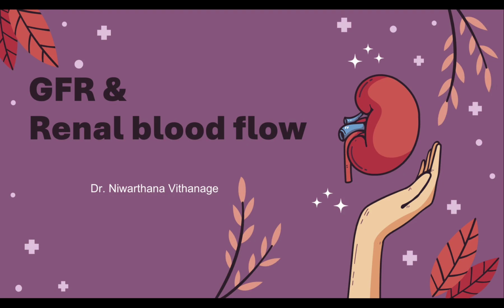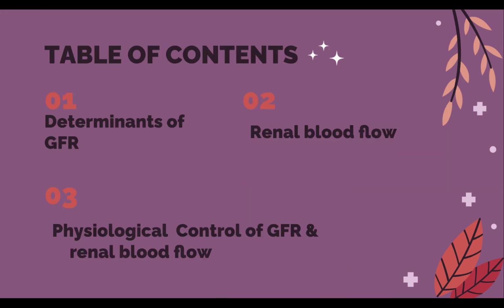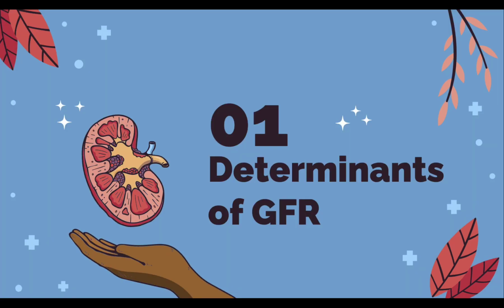Hi guys, today our session is about glomerular filtration rate and renal blood flow. This is the third session of the renal physiology series. Today we are going to talk about the determinants of the glomerular filtration rate and the renal blood flow, and the physiological control of GFR and the renal blood flow. So first we are going to talk about the determinants of the glomerular filtration rate.